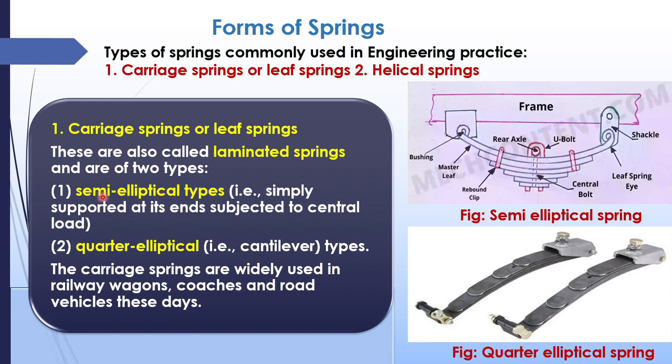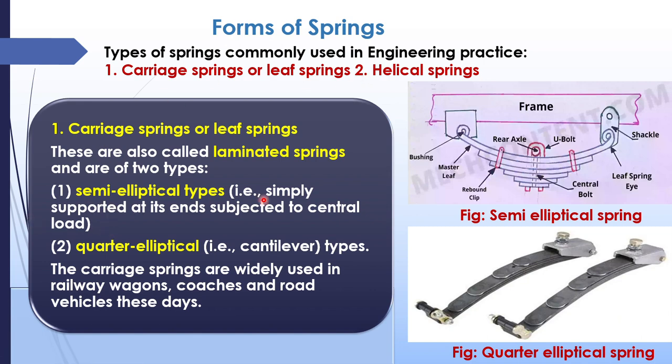They are again classified into semi-elliptical and quarter elliptical. You can see the picture. This is a semi-elliptical spring because ellipse is the shape. This is the shape of an ellipse, half of that is semi-elliptical. Now quarter of the ellipse, up to this portion only, is known as quarter elliptical.